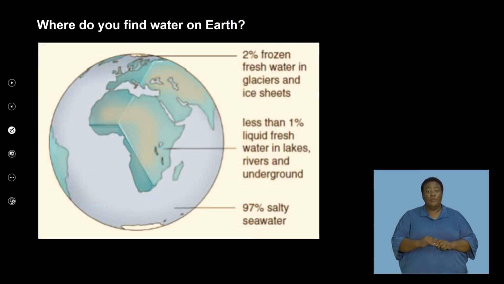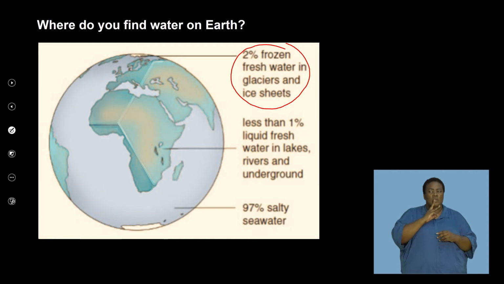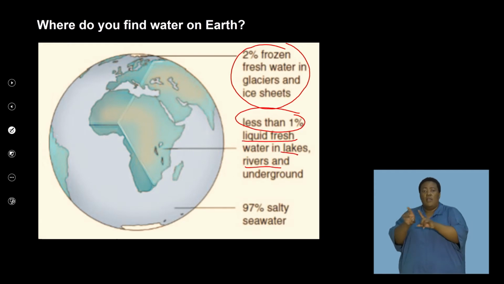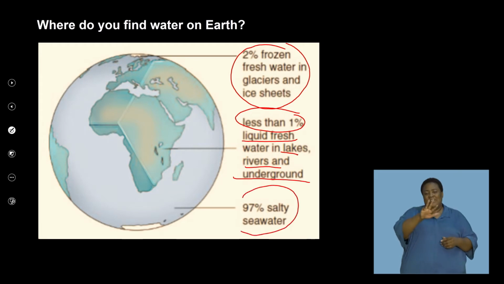This image shows that 2% of frozen water is in our glaciers and ice sheets, and we have less than 1% of liquid fresh water in our lakes, rivers, and underground. 97% is salty seawater. So of the less than 4% that we talked about, a mere 1% is what we are able to process and consume as drinkable water.